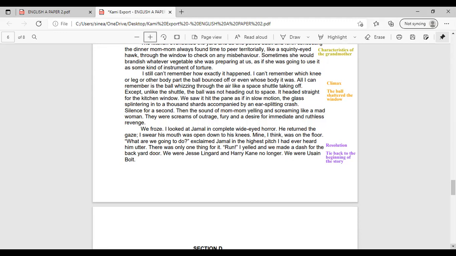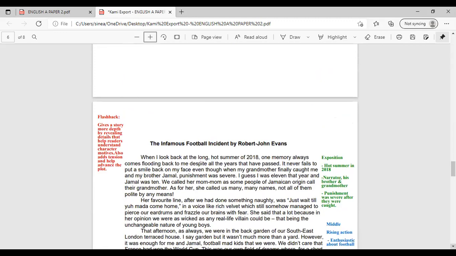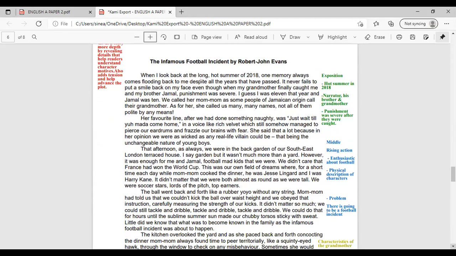So again, I want you to bear in mind that they were no longer footballers, but they were now bulls. And that is how the story ended. The resolution of the story, which is the ending of the story, this type of ending is a tie back ending, right? It's a tie back ending because it goes back to the beginning of the story. Because in the beginning of the story, we know that their punishment was severe, and as much as they ran like Usain Bolt, their grandmother caught them.